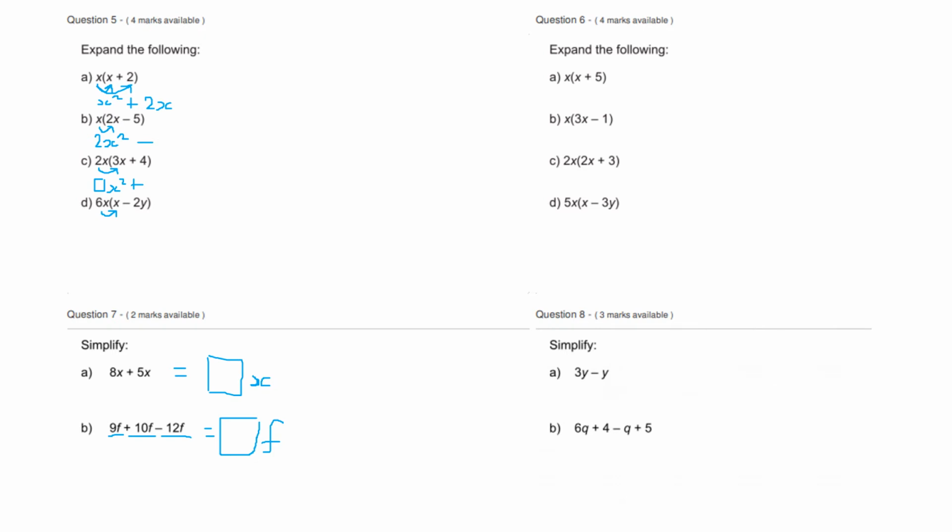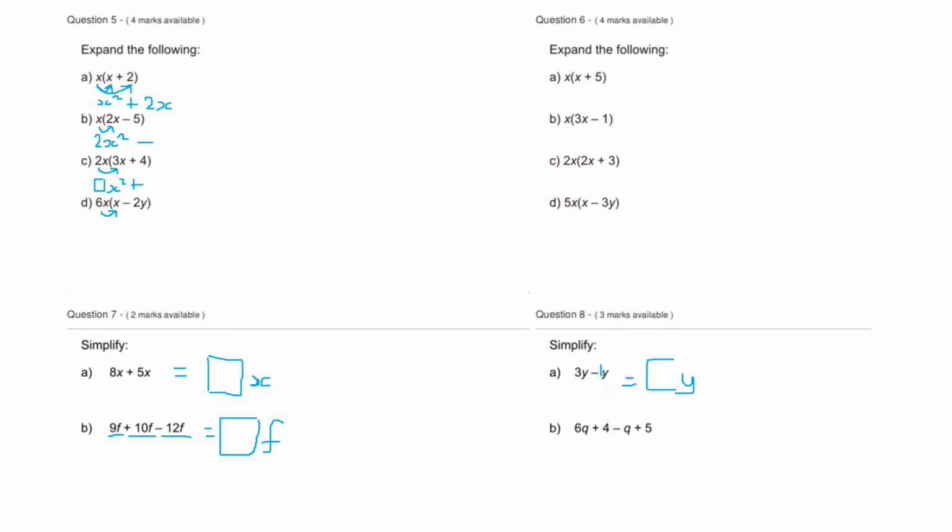It's the same on question 8. Remember, if there's no number in front of a letter, there is a secret number. It's 1y. Okay? So you're going to have equals something y for your answer.